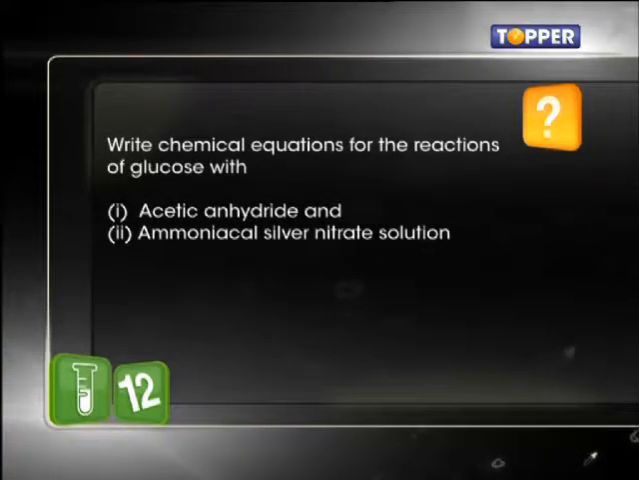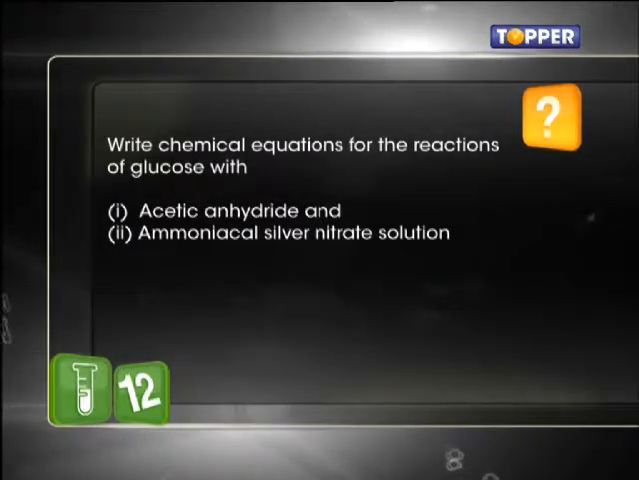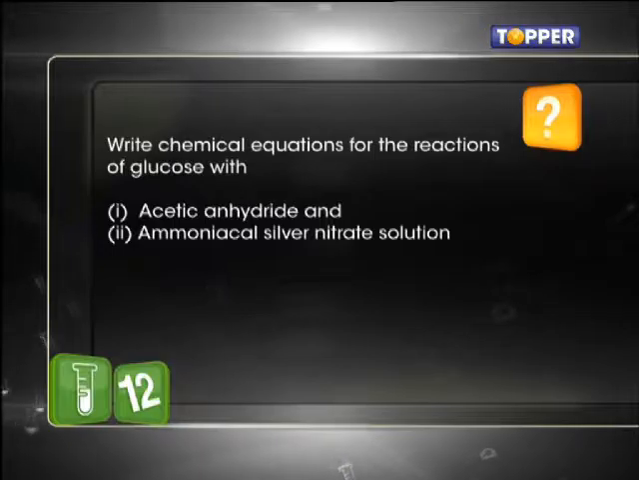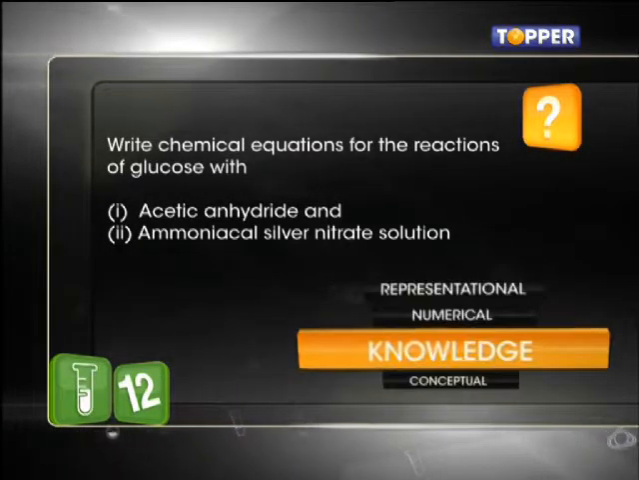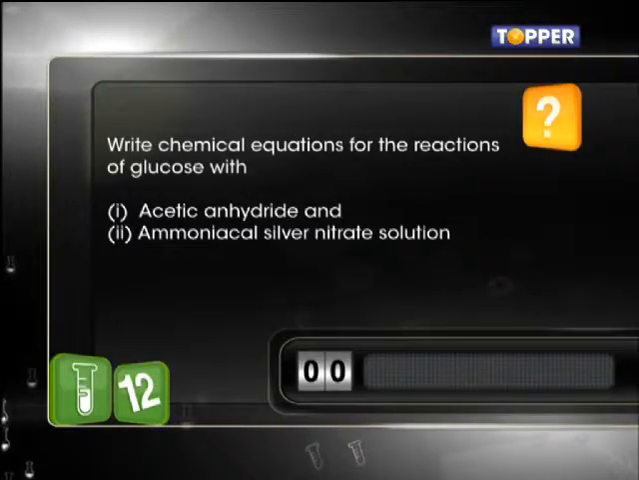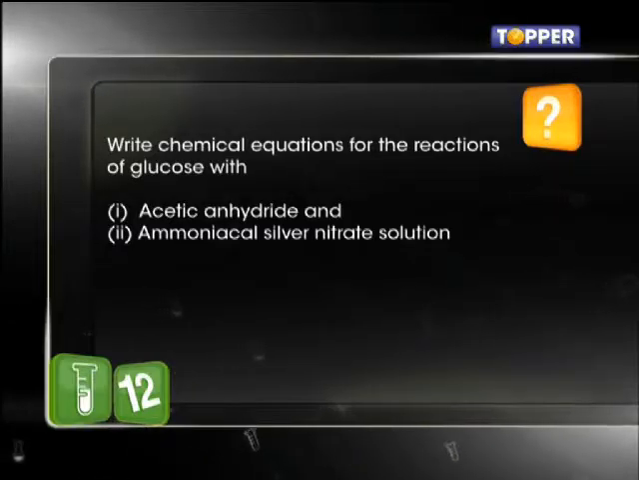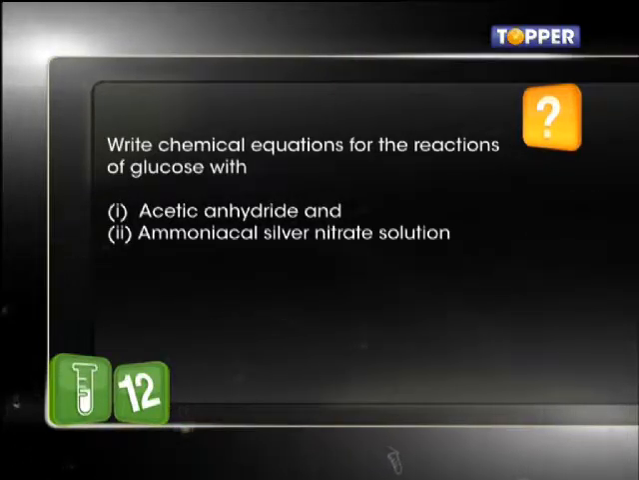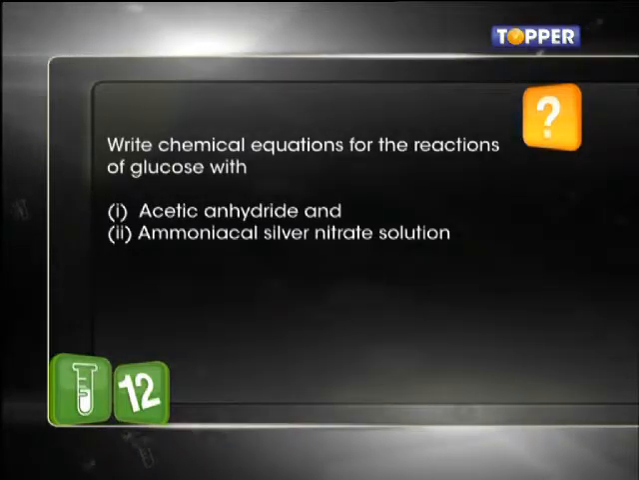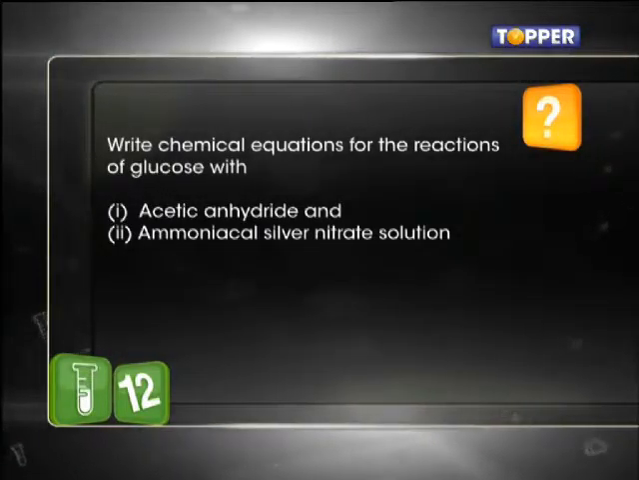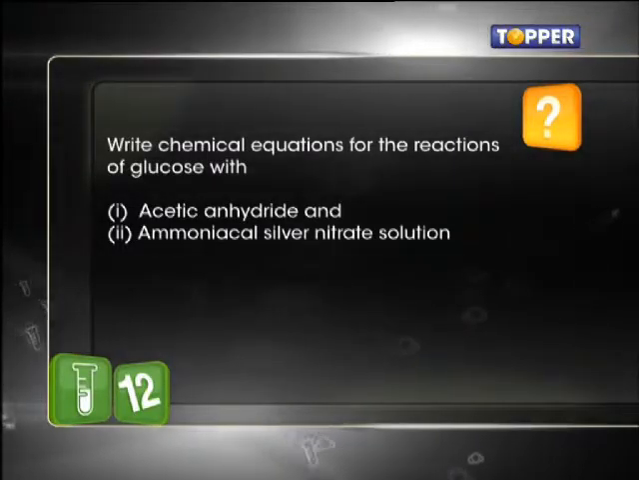In this question, you have to write chemical equations for the reactions of glucose with acetic anhydride and ammoniacal silver nitrate solution. This question is a knowledge-based average question. Here we need to recall the reaction of glucose with the mentioned reactants. So it is advisable for students to remember all the reactions of glucose because any of them can be asked in the examination. Take a look at how such a question should be cracked.